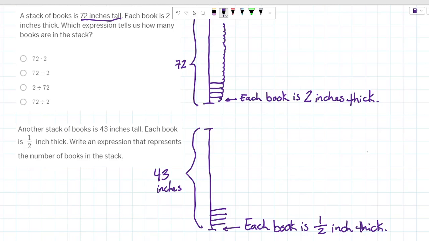So the expression that would represent the number of books in this stack would be 43 divided by 1/2. So very similar to that first problem.